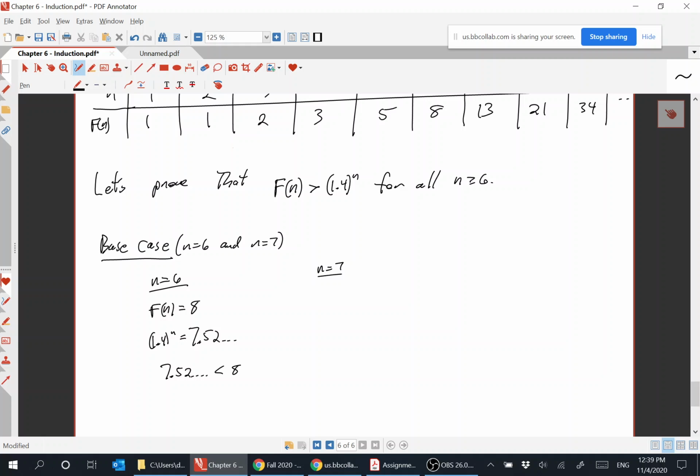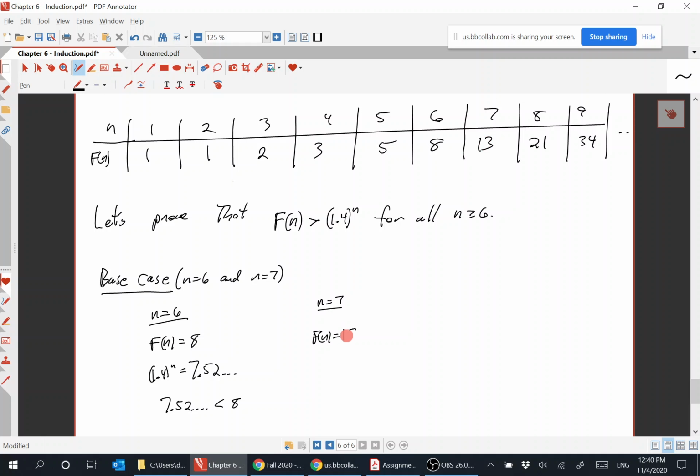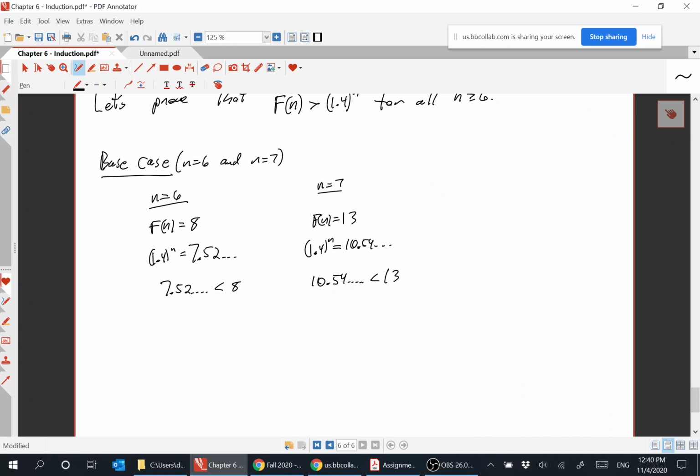And then for n equal to 7, Fn is equal to 13. And 1.4 to the n is 1.4 to the 7, which is 10.54. And 10.54 is less than 13. So it works out for n equal to 6 and n equal to 7. Now for the induction step.